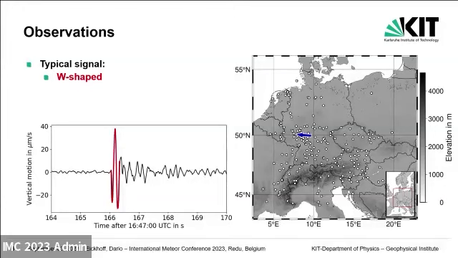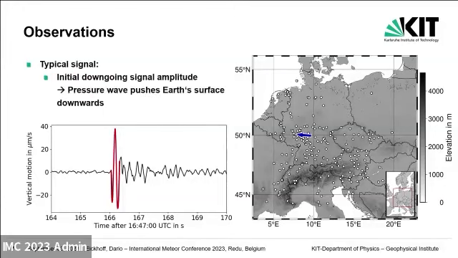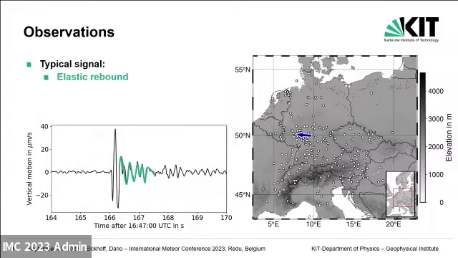We looked for strange signals. These are mostly W-shaped, like I've marked here in red. This is because the Earth is essentially pushed down by the initial pressure wave of the Mach cone, or the Mach wave. You can see this nice W, which is very distinct and very different from normal seismic measurements. This station here is located very close to the trajectory, again in blue. We also have some more elastic rebounds after that, but I won't go into detail on that.